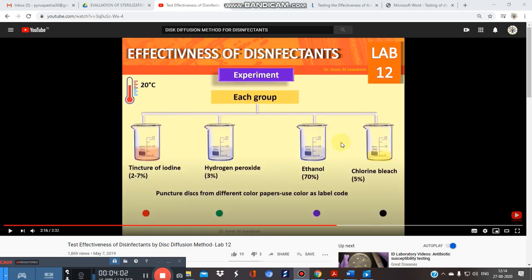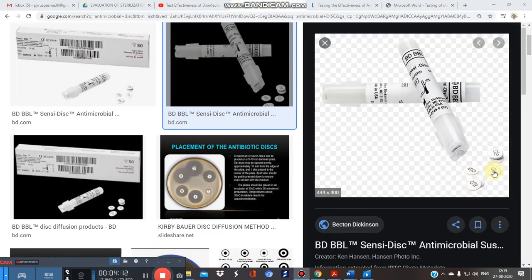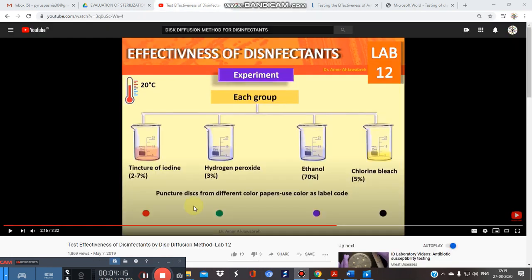And we have taken different types of disinfectants like tincture of iodine, H2O2, ethanol, and chlorine bleach. And what is the next important step? We will take a disc. So these are commercially available discs. What we will do, we will puncture discs from different colors. We will mark the disc with a different color also, so that they will indicate in the results.